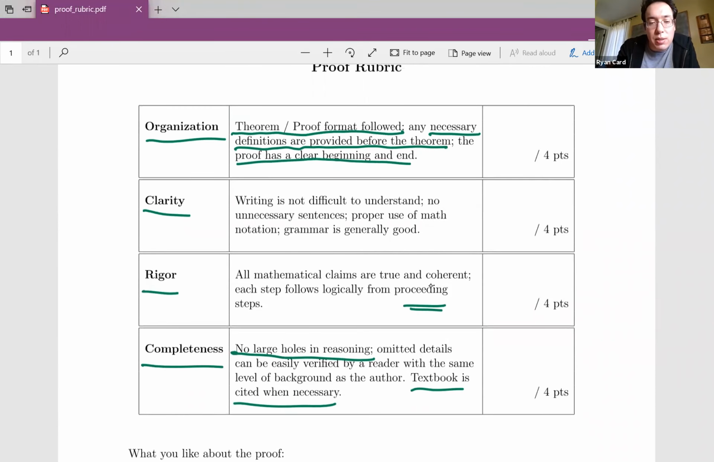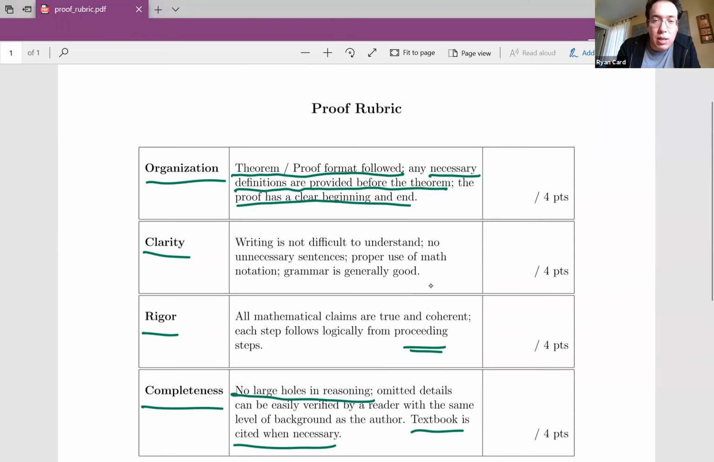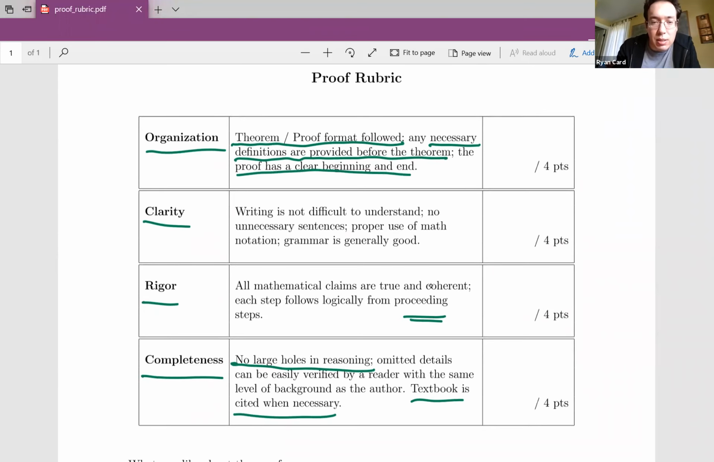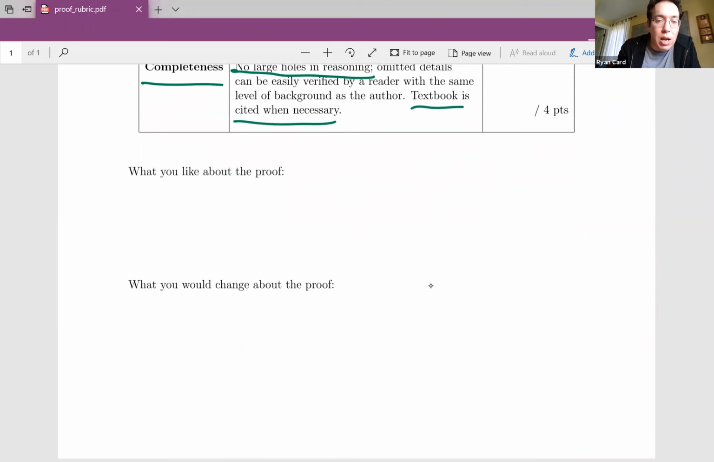Okay. All of these 4 categories are out of 4 points each, and I want you to add it up. So if you are evaluating other people's proofs, that's where the score is going to come from. But on top of the score, I want you to write down 1 or 2 things about what you like about the proof, so what the author has done well. Maybe this was good, or I like how clear you were about giving names to the variables, things that you notice the author did well.